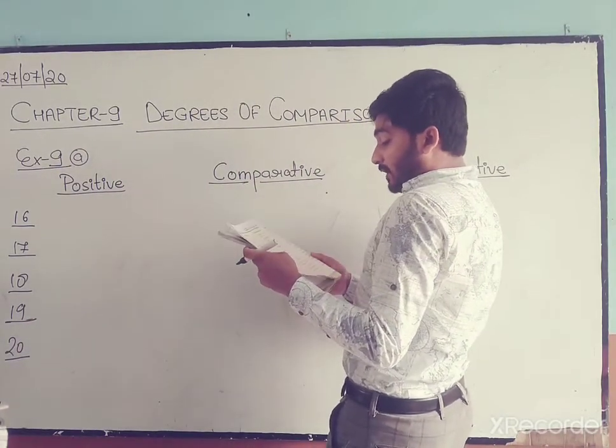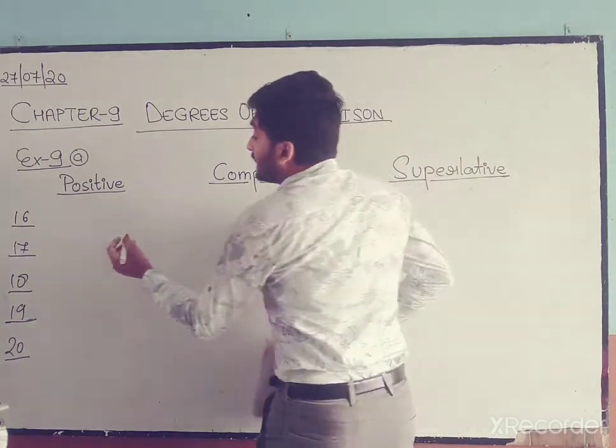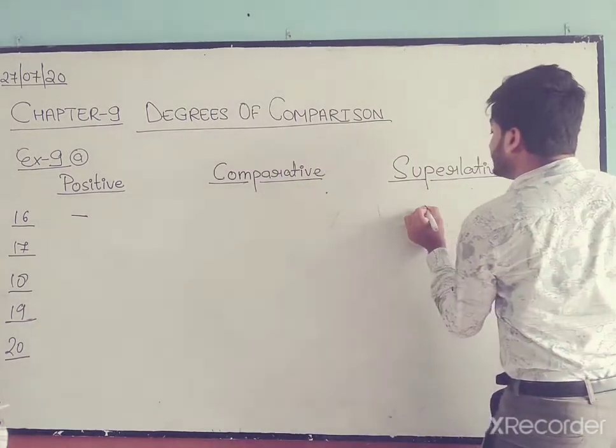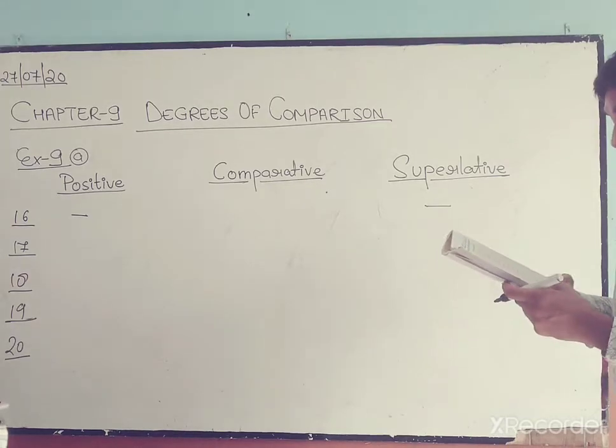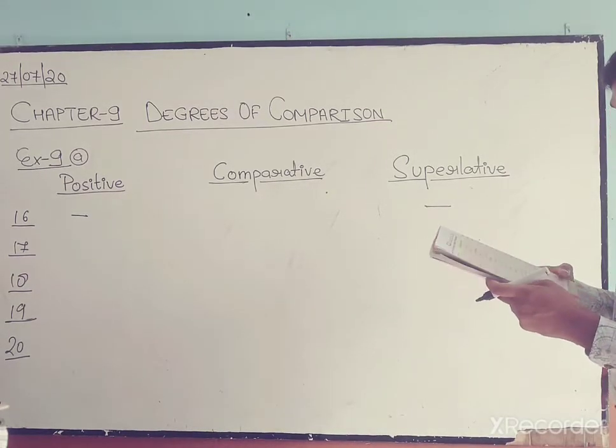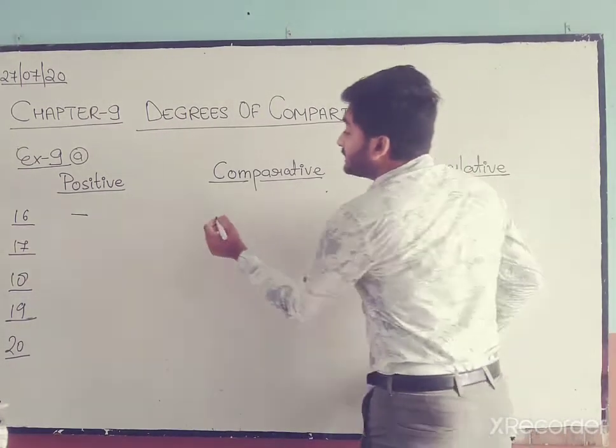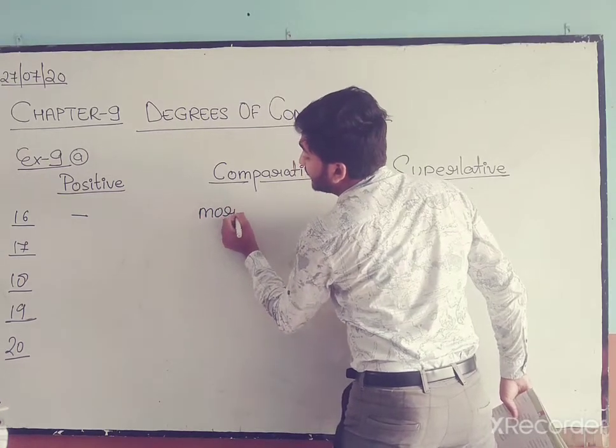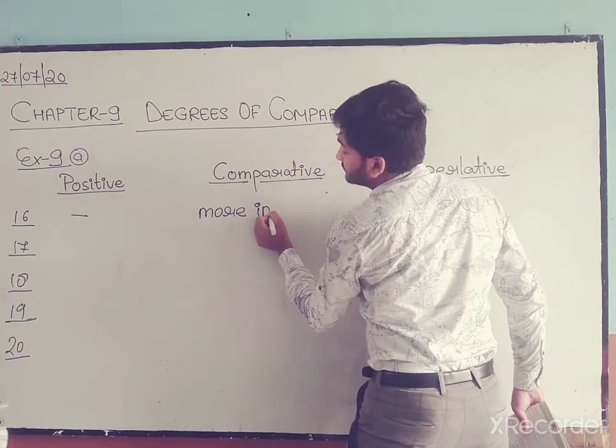Number 16, we have positive and superlative. Interesting, 3 syllables. Yes, 3 syllables are there. So most interesting, and for interesting we have to write the comparative, which will be more interesting.